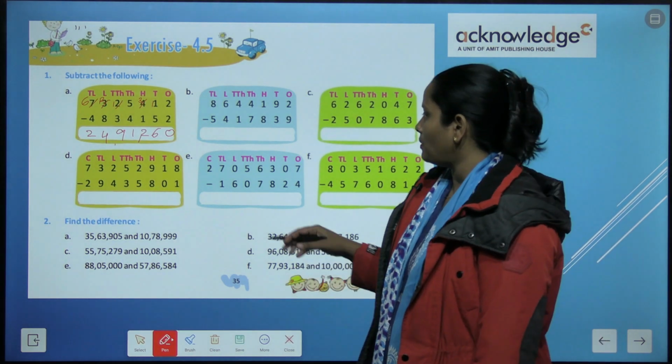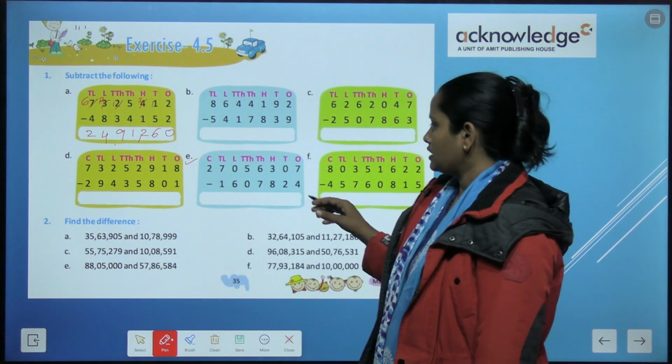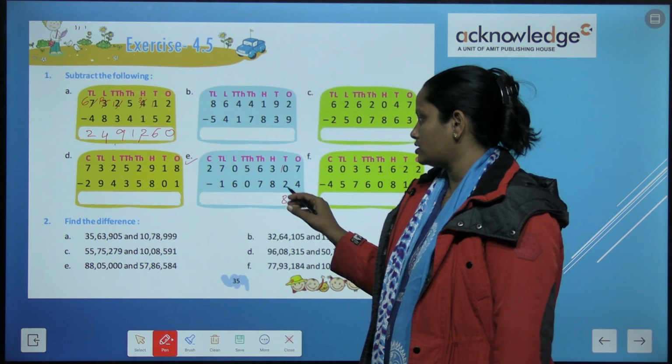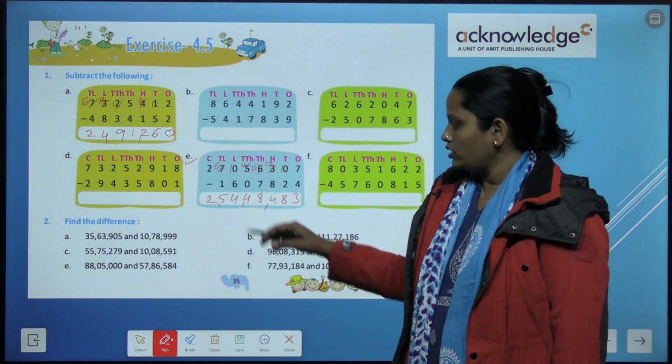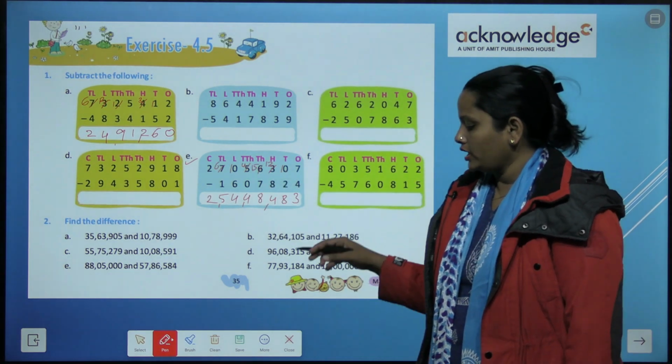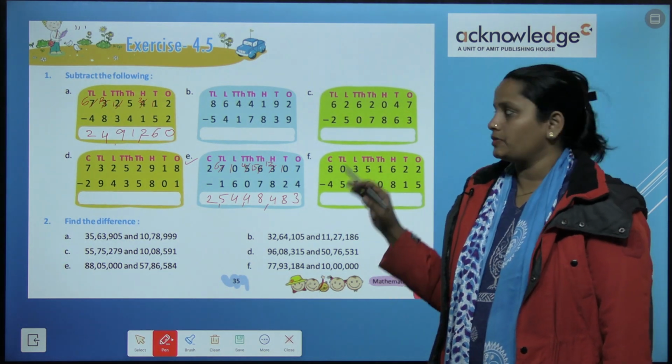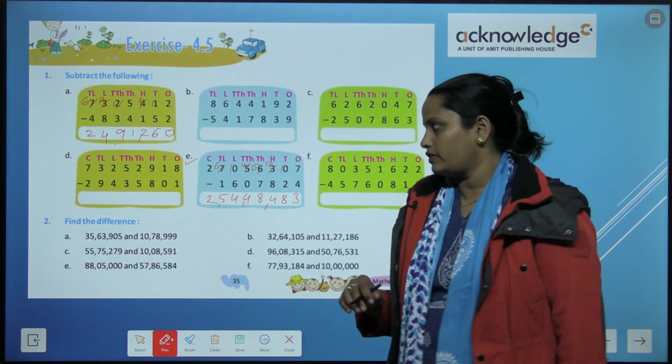Let's do this E part. 7 minus 4 is 3. 10 minus 2 is 8. 2 crore 54 lakh 48,483. So this is your answer. Similarly, you have to do the rest questions that are given here.